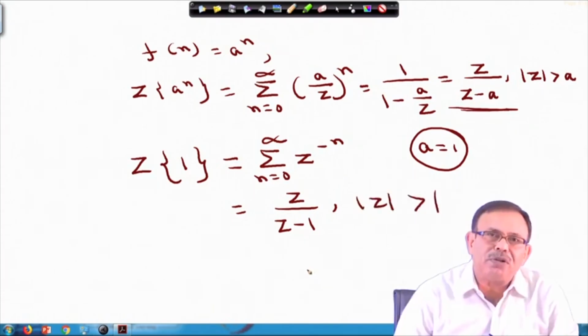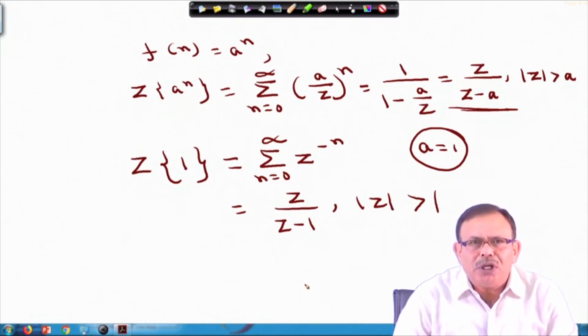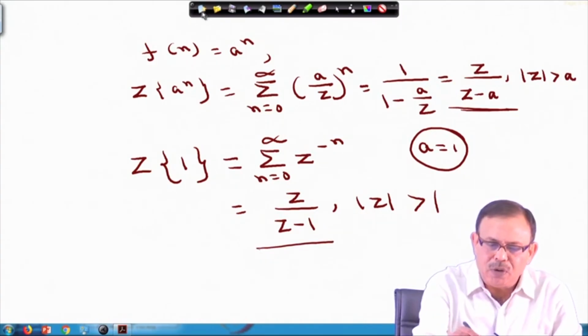So, please note this one: the z transform of a to the power n is equal to z by z minus a. The definition is quite different, because as you can understand, here f n is a sequence and it has discrete values for n equals 0, 1, 2 and so on. So the z transform of a to the power n is z by z minus a, whereas the z transform of 1, simply by substituting a equals 1, I can obtain as z by z minus 1.